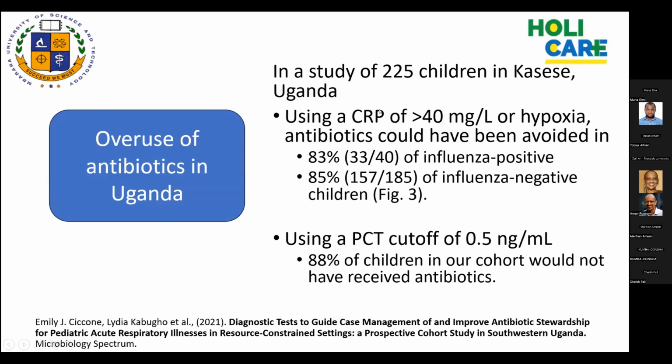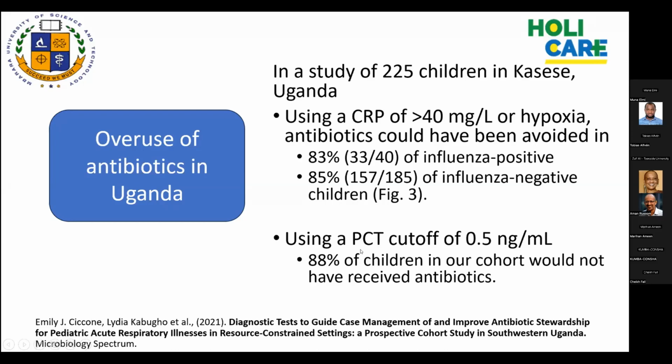And so they found that if the clinical teams had used a cutoff of CRP of 40 milligrams per liter, or even been able to test for hypoxia, antibiotics could have been avoided in 33 out of 40 children who had been confirmed to have influenza, and another 157, or 85%, of children who were influenza negative but still received antibiotics.